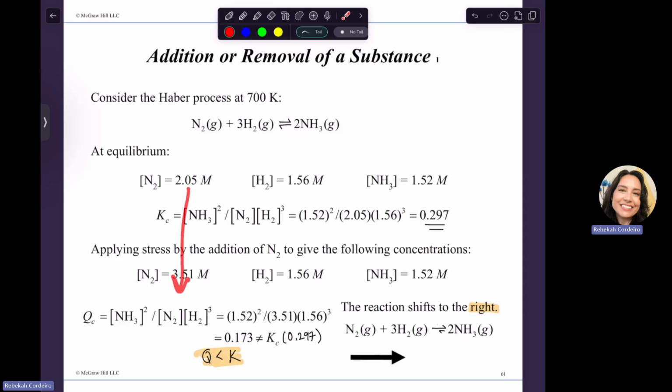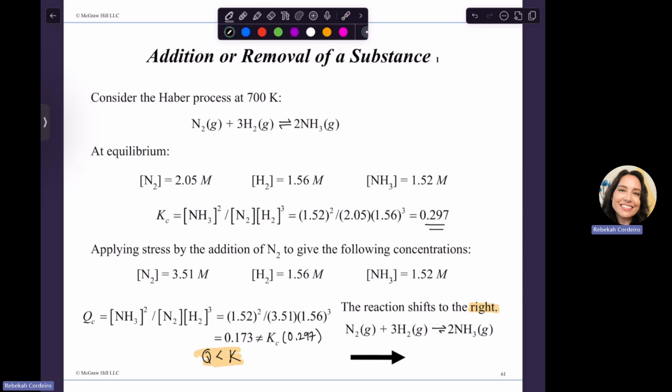Adding something changes the fraction so that we can figure out which way it's going to shift. However, we can also think about it as adding a reactant. Well, what are we going to do with more reactant? We're going to shift right. We're going to make more products. And that will then put it back to equilibrium.